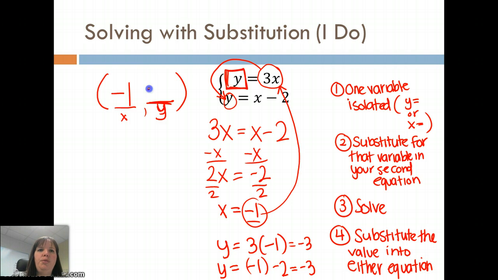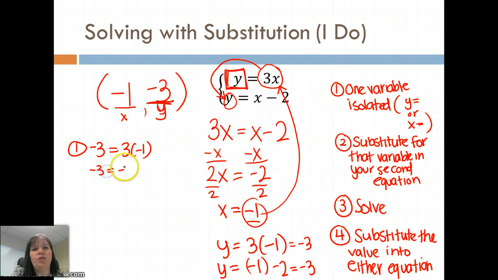So our value where those two intersect would be -1, -3. How can we check this? Well, from our first day of looking at systems, our first video, you can plug it in to the first equation, plug in your y value, -3 equals 3 times -1. Double check and make sure that's true.